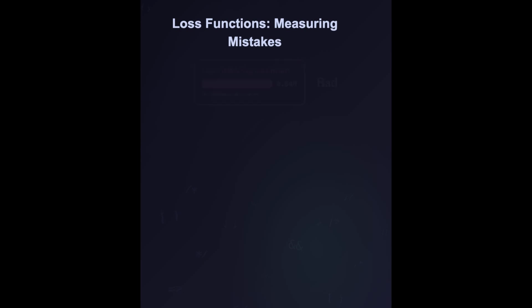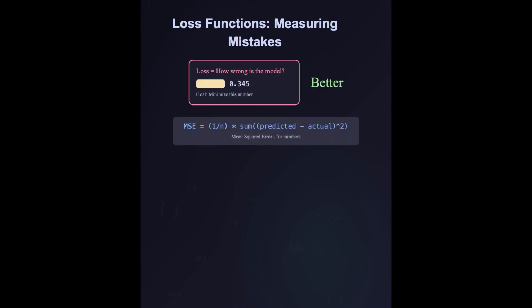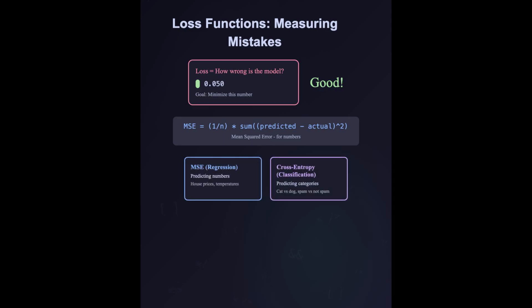First, we need a way to measure how wrong the model is. This is the loss function. For regression predicting numbers, we often use mean squared error. Take each prediction, subtract the actual value, square it, and average them all. Bigger errors get penalized more because of the squaring. For classification, predicting categories, we use cross-entropy loss. It measures how different the predicted probabilities are from the true labels. If you confidently predict wrong, the loss is huge.